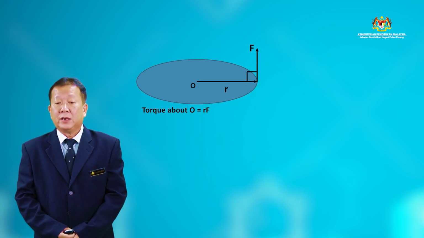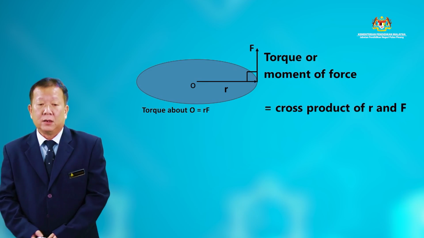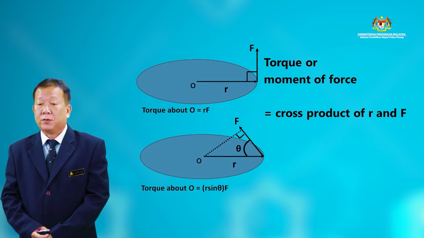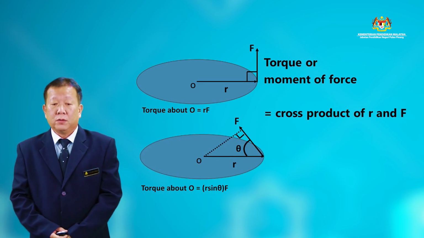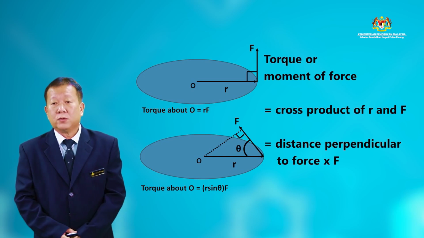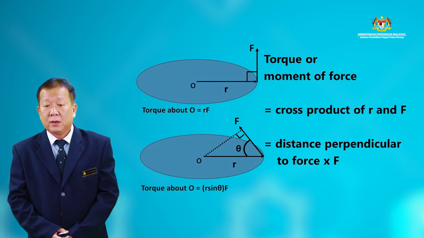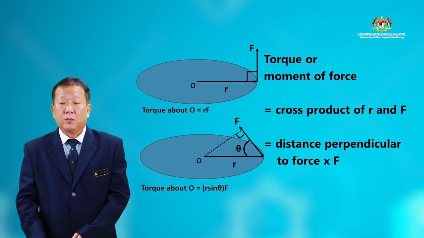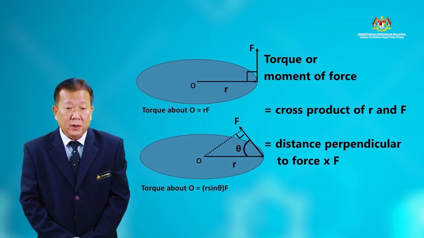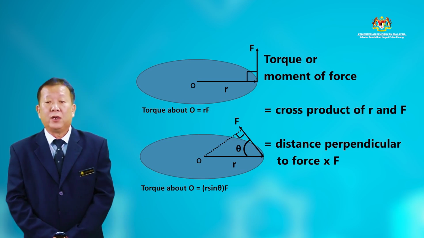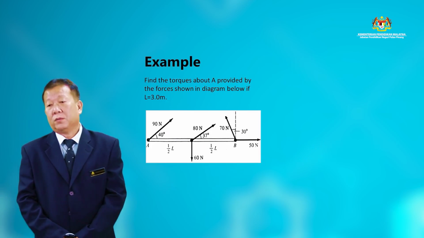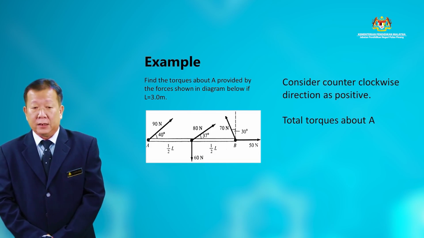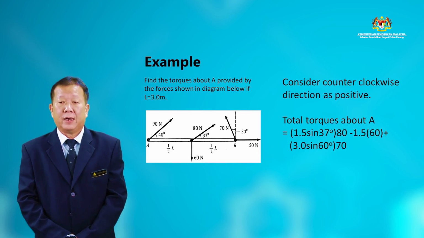In order to find the magnitude of torque, you must make sure that you have resolved the distance r so that it is perpendicular to the force F. So, for the first case, torque is equal to r multiplied by F. And for the second case, torque is equal to r sine theta multiplied by F. Look at the example of determining the value of torque shown in the diagram below. If counterclockwise rotation is considered as positive torque, then the resultant torque is 164 Newton meter.